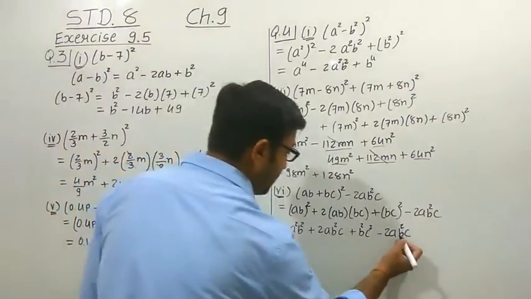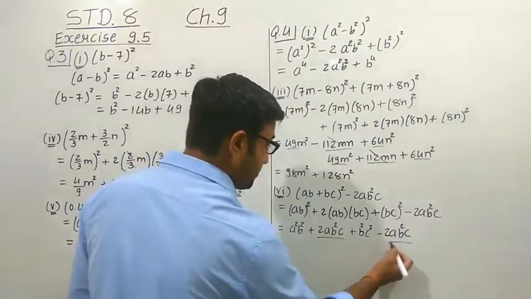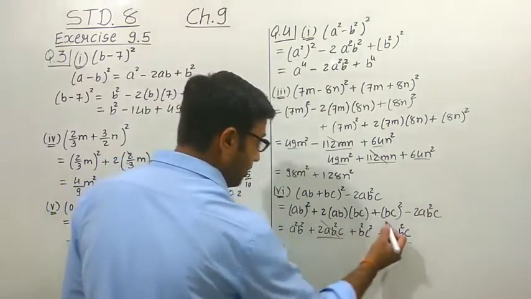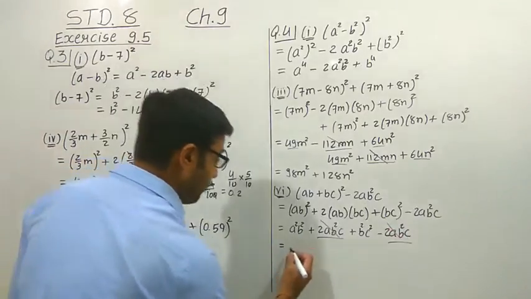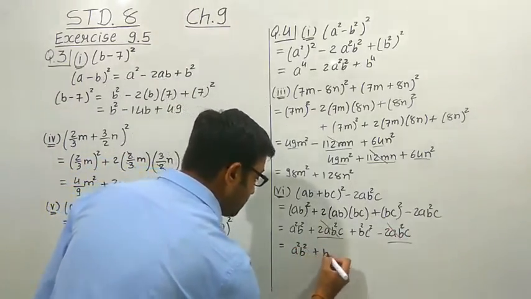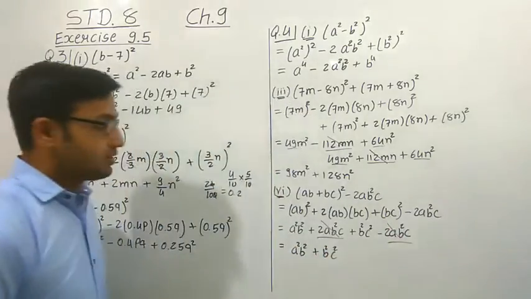Now we know that simplification is possible only for like terms. So these two terms are like terms. One is positive, one is negative, both are the same, so they cancel out. So what will remain here is A square B square plus B square C square. That is the simplified answer.